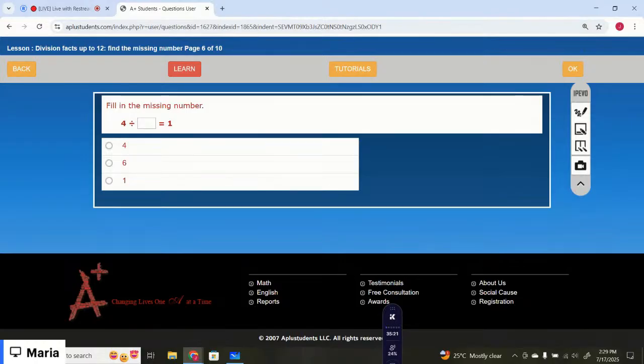Fill in the missing number. 4 divided by what number equals 1?